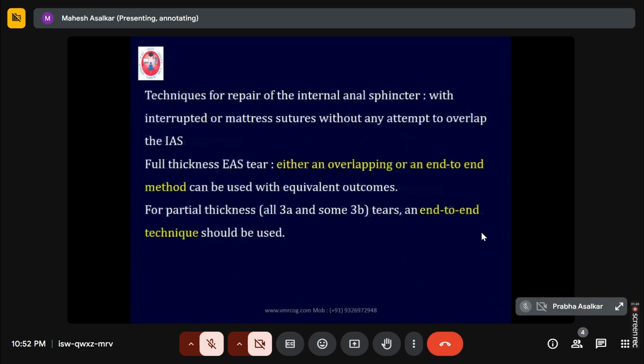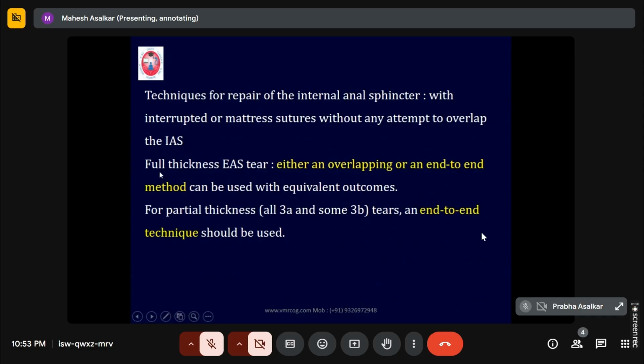Technique for repair of the internal anal sphincter. When the internal anal sphincter is damaged, it can be repaired with interrupted or mattress sutures without any attempt to overlap the IAS. So for the internal anal sphincter, there is no overlapping. These are all SBAs. How should it be sutured? It can be sutured by interrupted or mattress sutures without any attempt to overlap.